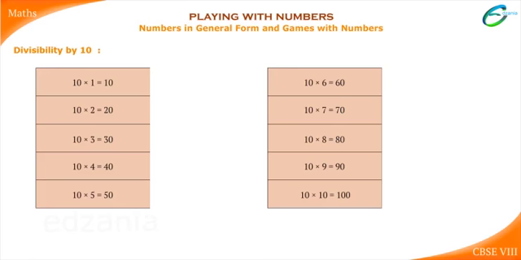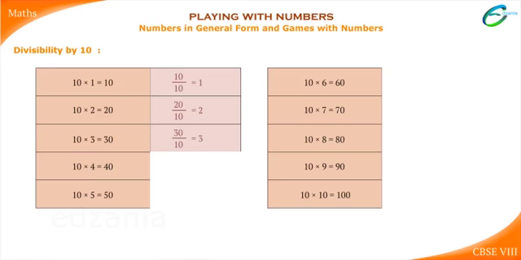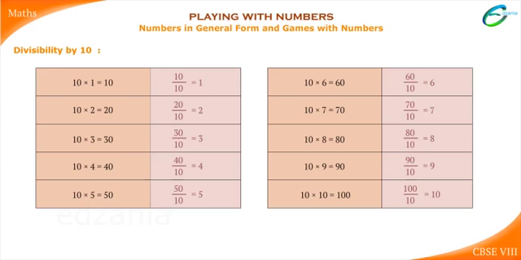From the multiples of 10, we can write 10 divided by 10 equals 1. 20 divided by 10 equals 2. 30 divided by 10 equals 3. 40 divided by 10 equals 4, and so on.